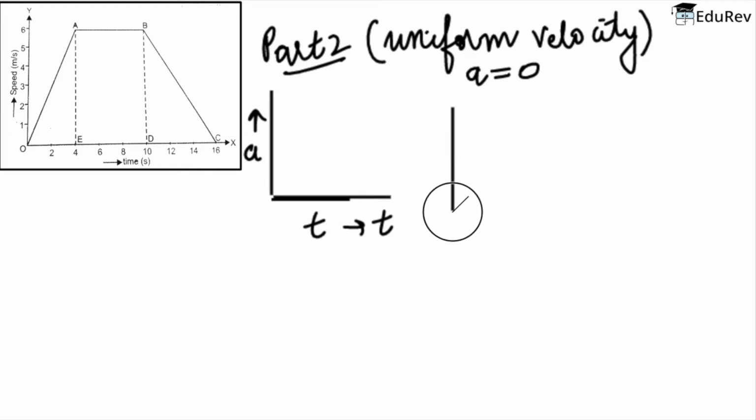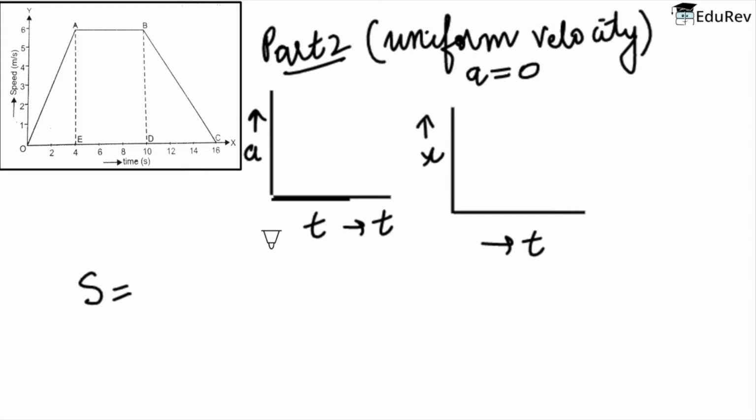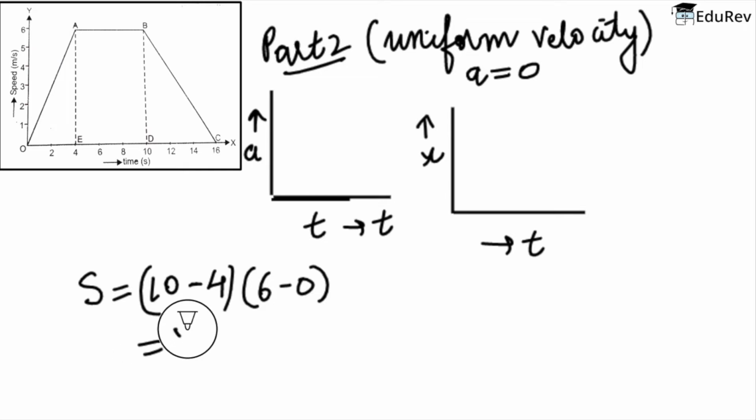So now let's plot the XT graph for this. And here we know, just like we saw in the previous question, the area under the curve will give us the total distance traveled. In this case, the total distance traveled will be again the area of the rectangle ABDE, 10 minus 4 times 6 minus 0. So our distance traveled is 36 meters.